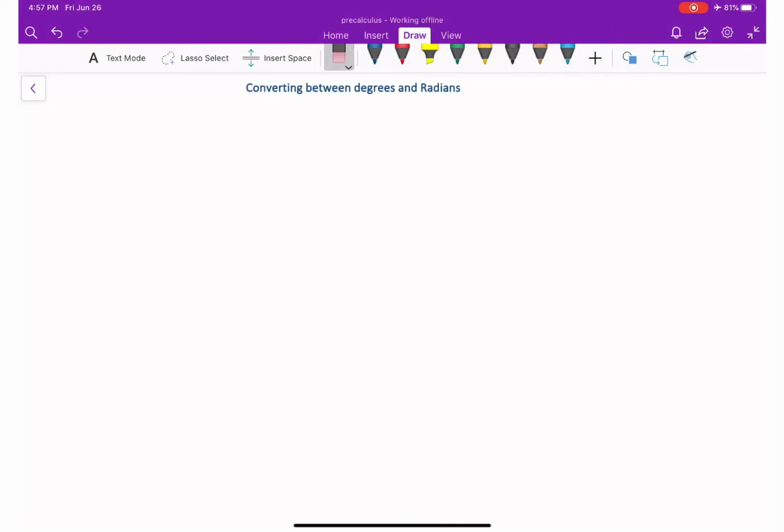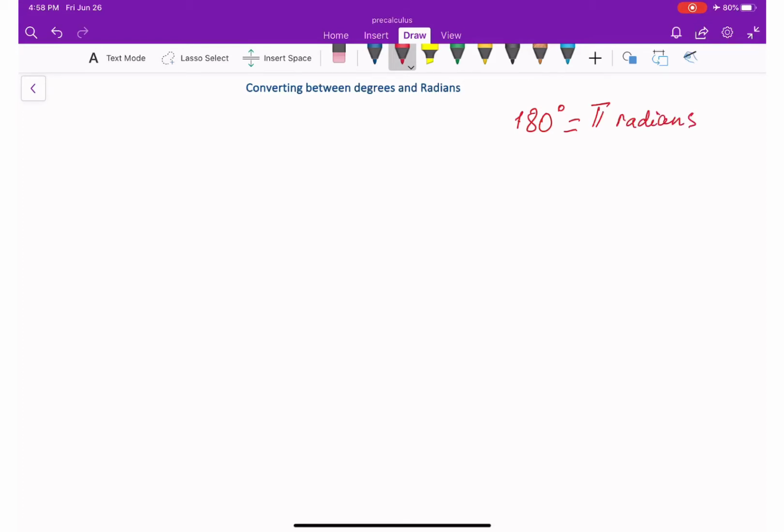Okay, let's do converting between degrees and radians. But before, I want to write down a very important relationship between degrees and radians. So, first of all, 180 degrees is pi radians.